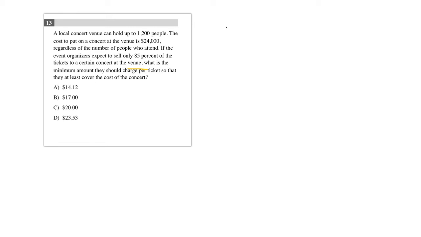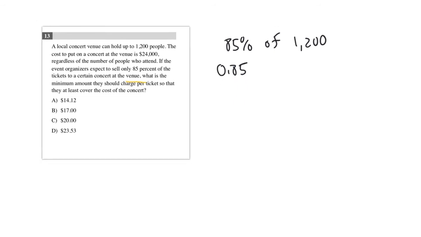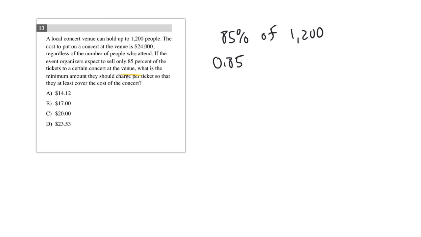You could find out what is 85% of 1,200. And you could figure that out by converting 85 to 0.85, and converting the word of to multiplying. I'll use an asterisk. And then we have 1,200. And 0.85 times 1,200 is 1,020. Okay. So that's how many tickets they can sell.